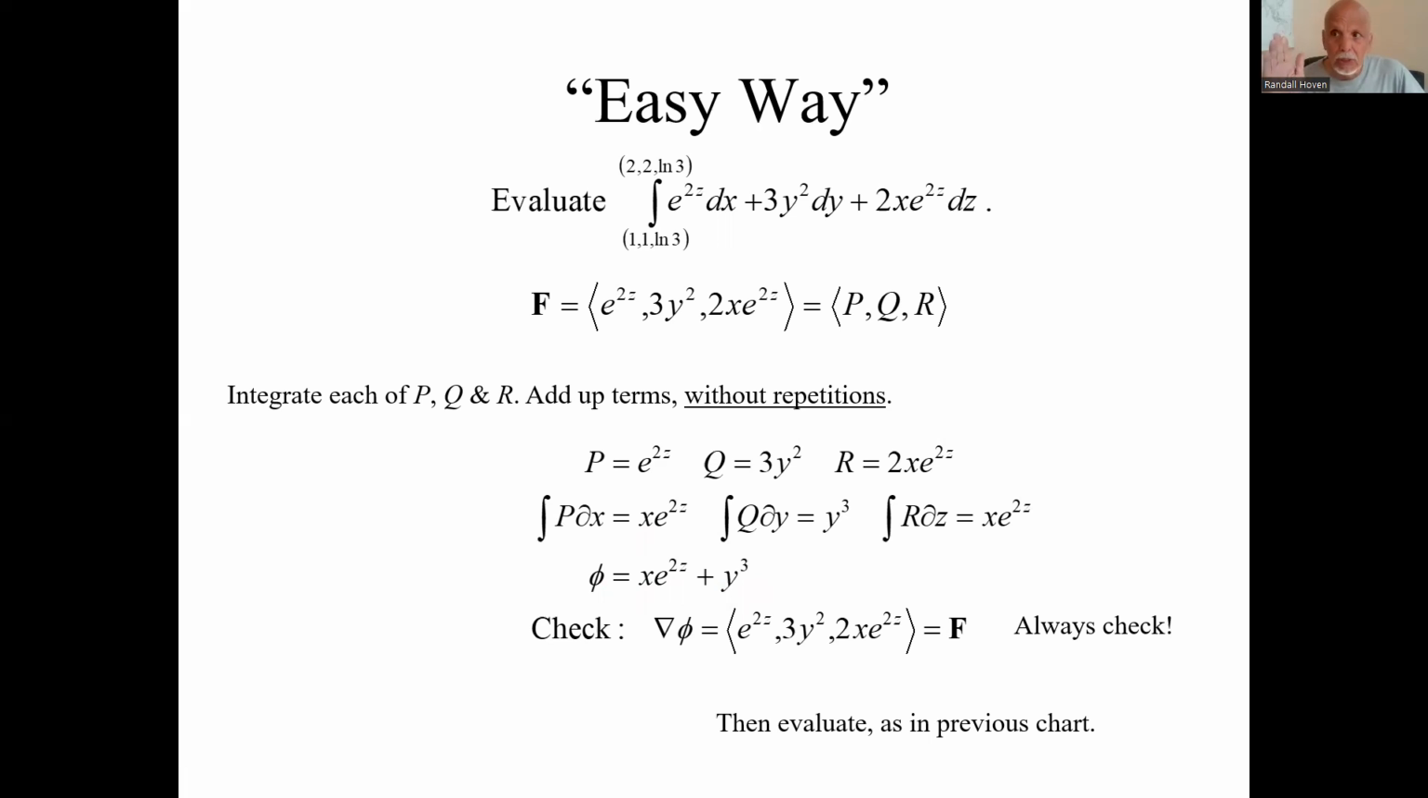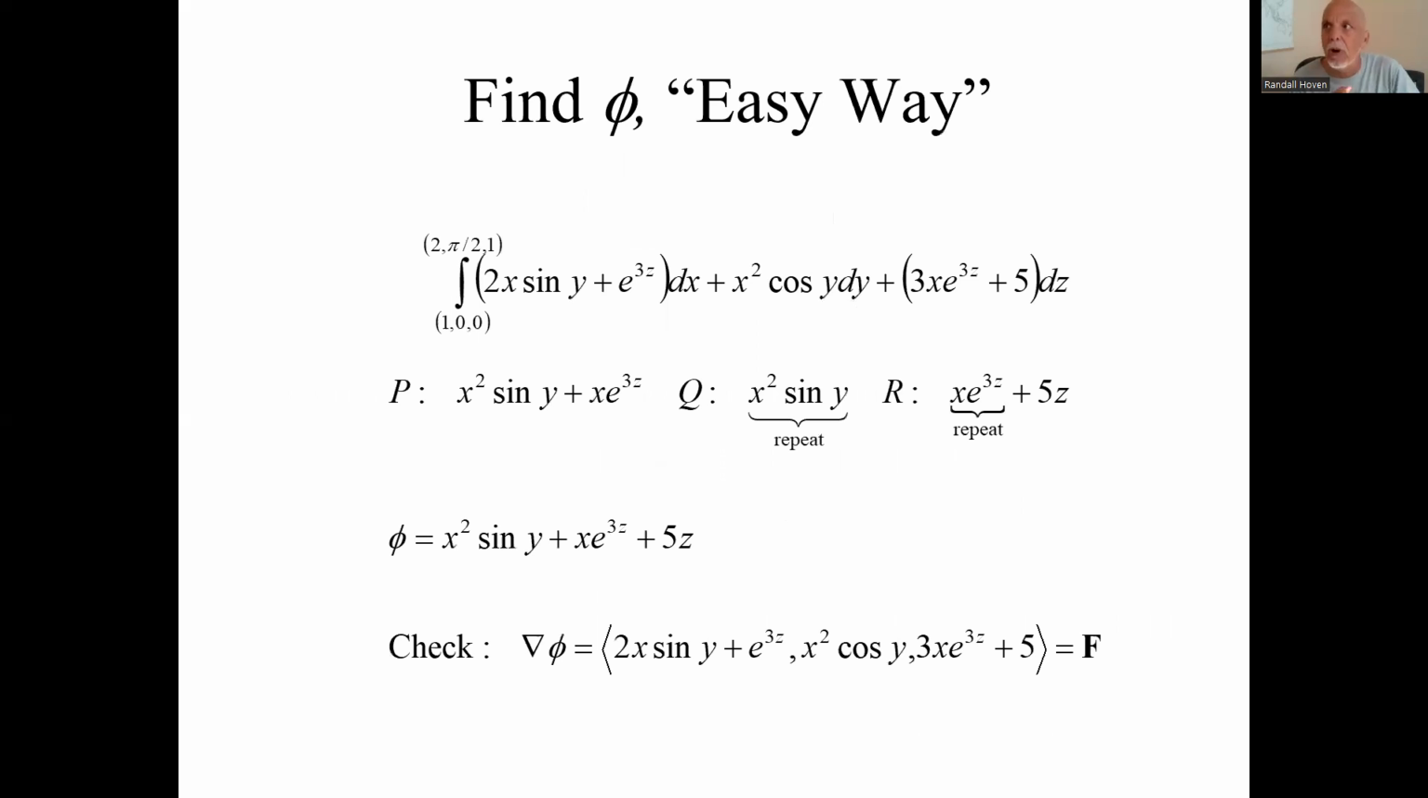But now when you do it this way, you have to actually check. It's possible to go through all this stuff and get a phi whose gradient does not equal f. If you use the easy way, you actually do have to check. Not just a good idea, we really need to do it. And lo and behold, it does equal the vector field. After that, it's the same as we did before. We'll evaluate the answer the same. That's the basics. I'll do more examples in subsequent videos.